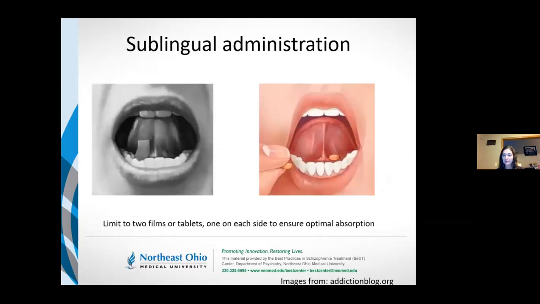Our sublingual administration for both the tablet and the film. These are going to go right underneath the tongue, limited to 2, so 1 on either side. As you can see in the picture on the right-hand side, they're putting that second tablet in. If the dose requires more than 2 tablets, they would need to let those 2 dissolve and then add the next 1 or 2 tablets that they need to get their full dose.